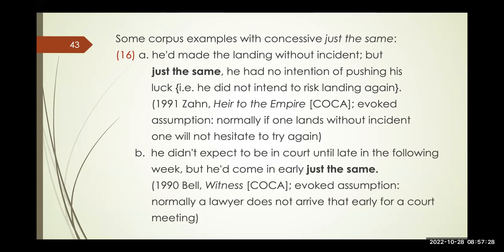He didn't expect to be in court until late in the following week, but he'd come in early just the same. This evokes the assumption that normally a lawyer does not arrive that early, a week early, for a court case.